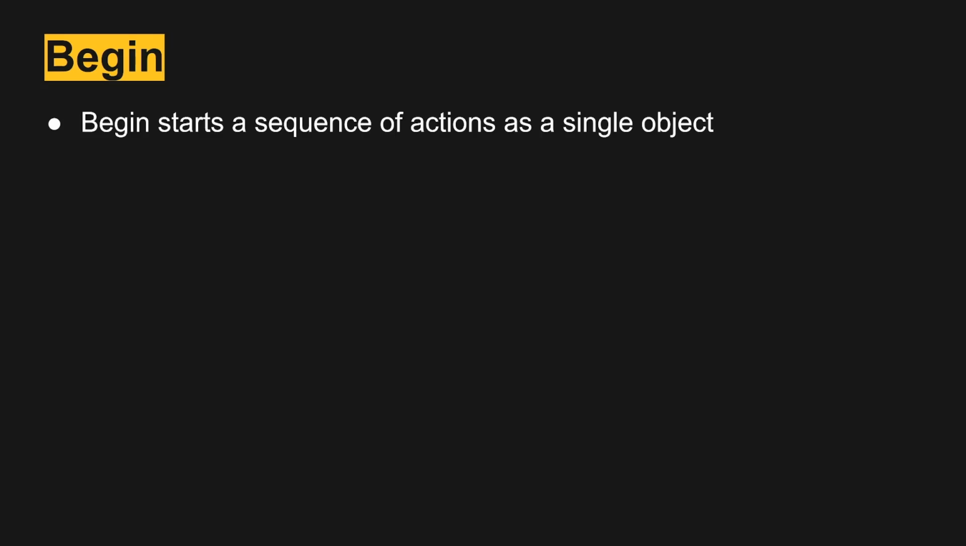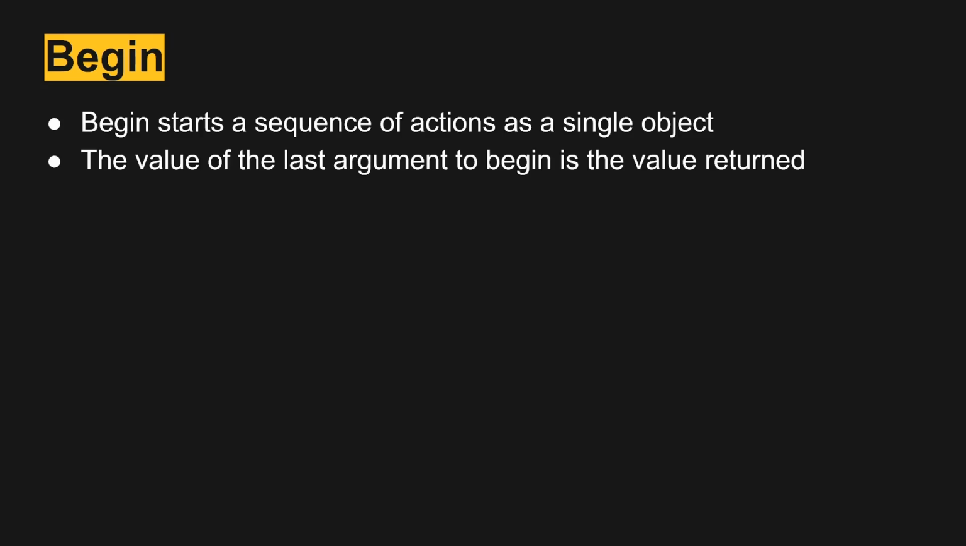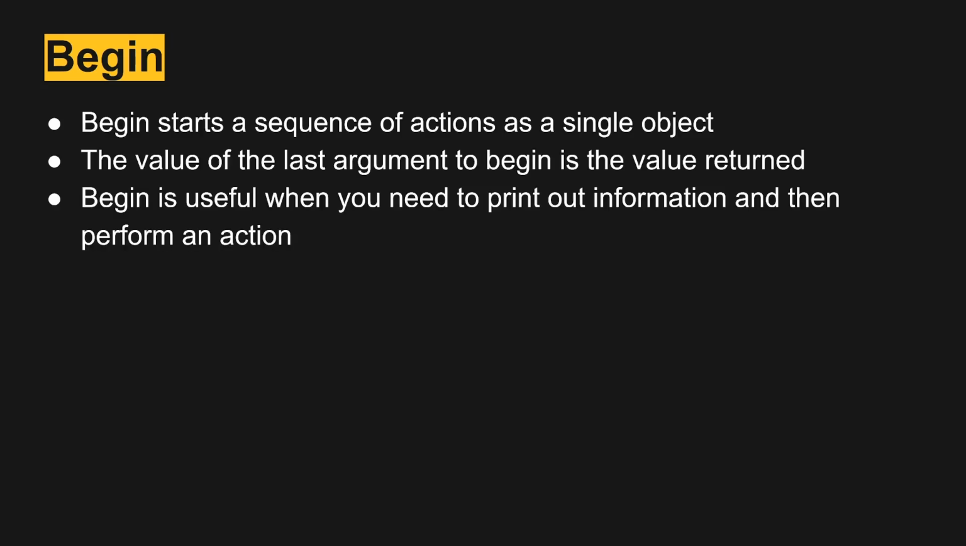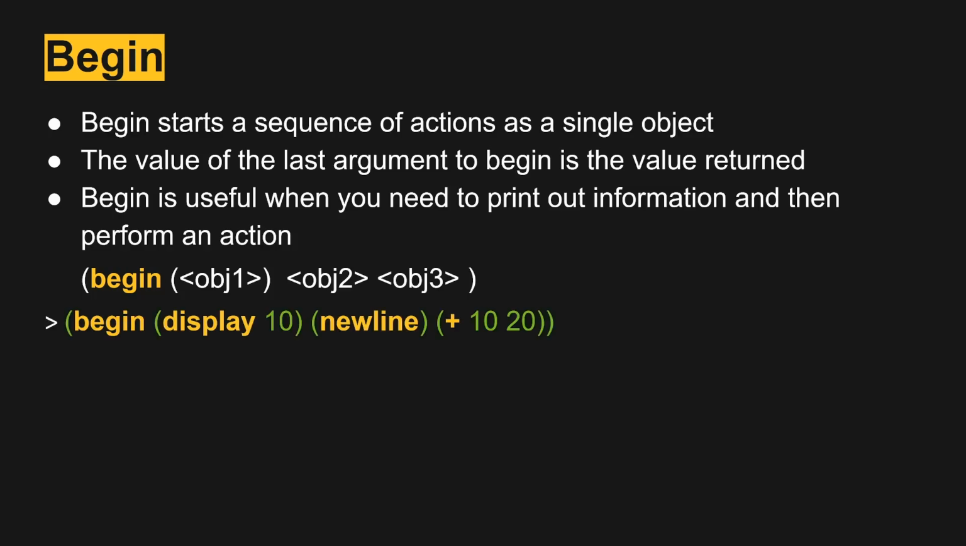Begin is handy, especially for those of us coming from the procedural and object-oriented world. It allows us to make a single object of multiple statements at once. Otherwise, we can only make multiple statements by embedding them within each other. But begin allows us to have multiple statements at once. It's super useful when we want to print stuff out, and it just is followed by these objects, and typically the last one is going to be the result.